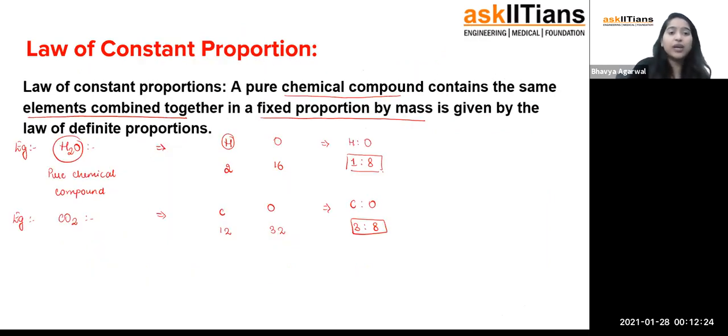Right? Same way, if we talk about the law of constant proportion, again, there is a limitation, as we have already discussed. So the limitation will be presence of isotopes.